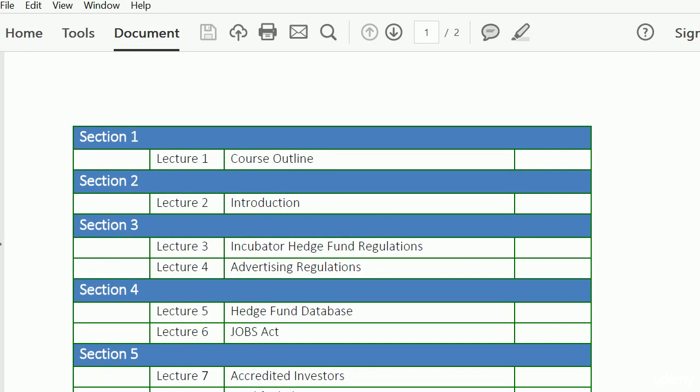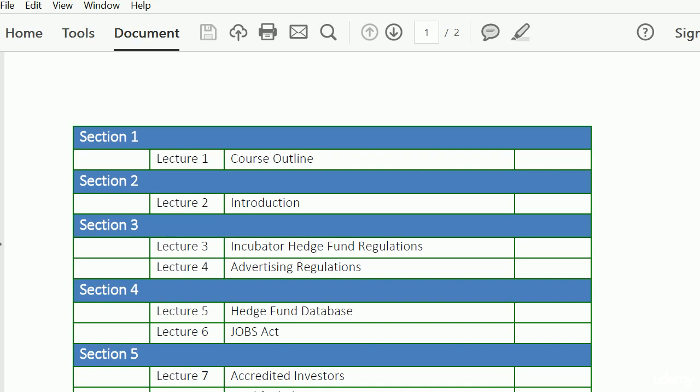In the introduction lecture, we'll talk about what an incubator hedge fund is. And we'll talk about why you might want to consider setting up an incubator hedge fund. In the hedge fund regulations lecture, we'll talk from a very high level, from a 30,000-foot level, about some of the regulations, including advertising regulations that you should be conscious of when you set up an incubator hedge fund.